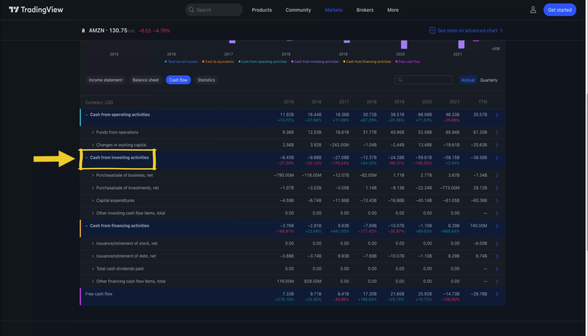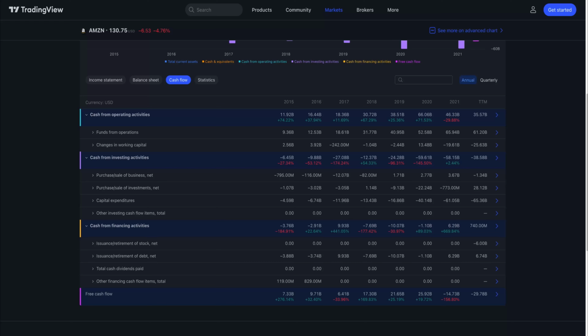Typically, the number in this section is negative as the company has to spend money to invest in itself or acquire other companies. And last, cash flow from financing activities, which is the amount of cash flow the business generates from taking on new debt or raising capital, as well as paying dividends and buying back stock. Typically, this number is negative as well. However, you will notice that in Amazon's case, this number is sometimes positive, like in 2017 and 2021, which is normal. That usually happens if the company is taking on debt or doing dilution to raise money.